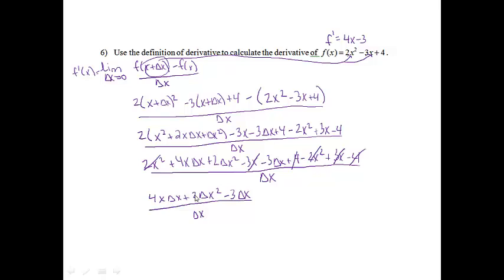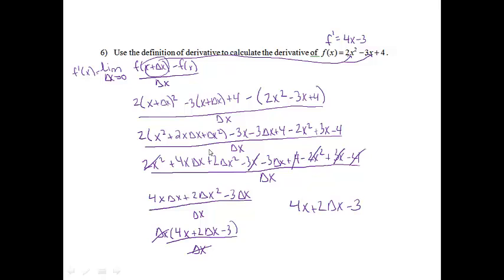I then notice that all three parts up top have a delta x, so I'm going to factor that out. So I'll get 4x plus 2 delta x minus 3, still all over delta x, and then I notice my delta x's cancel. So now I am left with 4x plus 2 delta x minus 3.